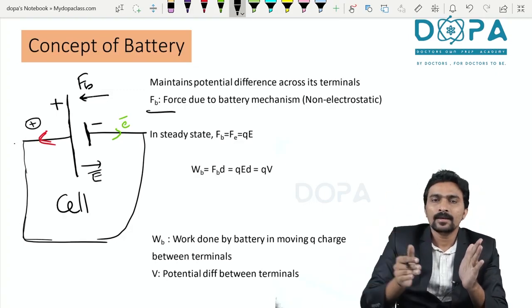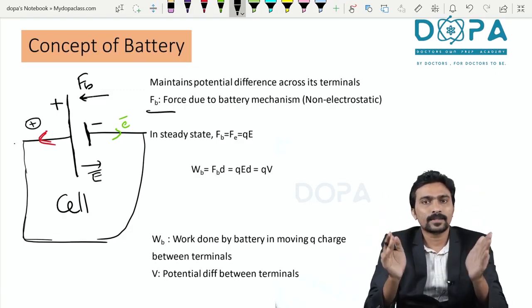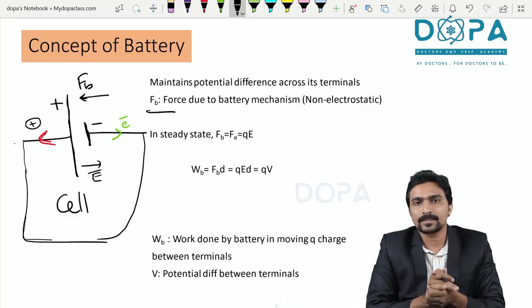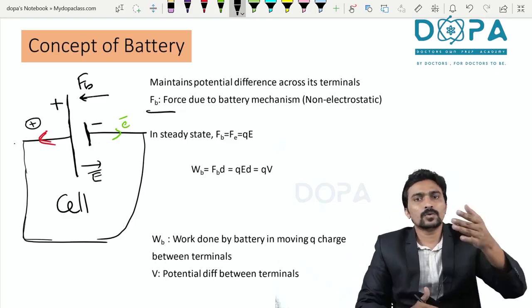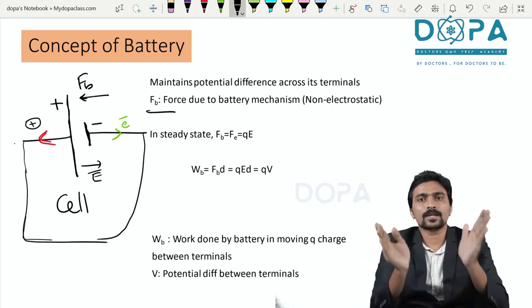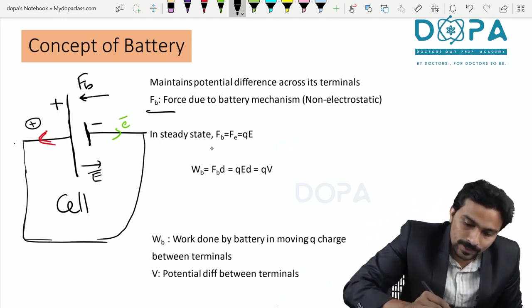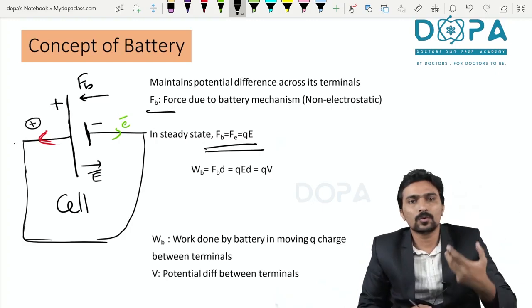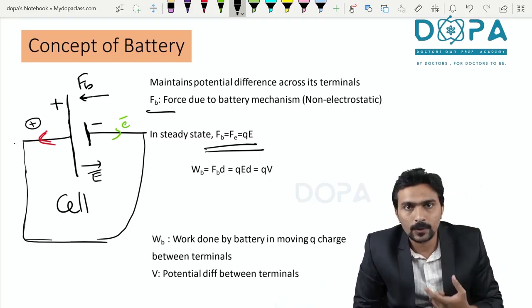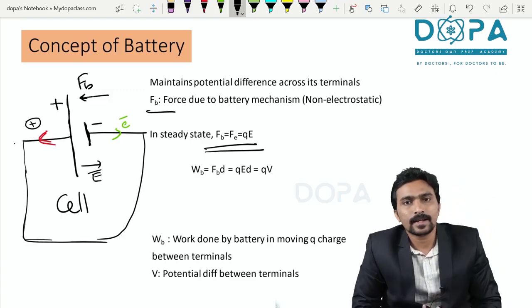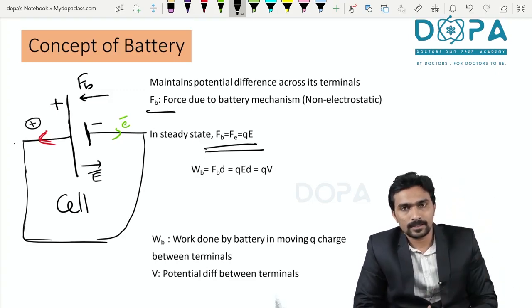Slowly it will increase, and we call it a state called steady state. At steady state, the force due to battery mechanism would be equal to the force due to this newly formed electric field. That is represented here using FB is equal to FE. When FB is equal to FE, when it becomes QE, we call this steady state.